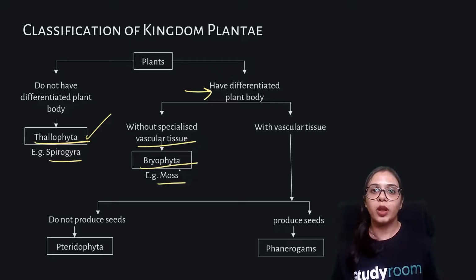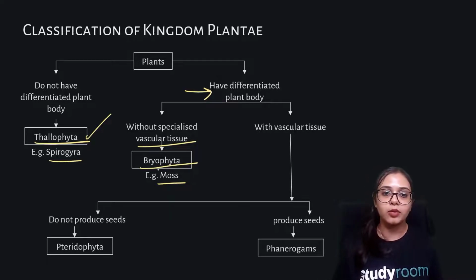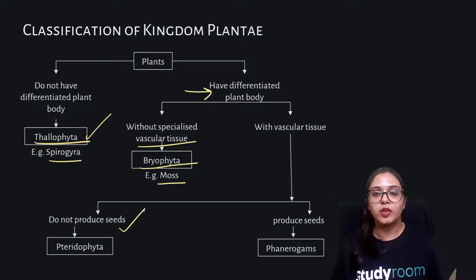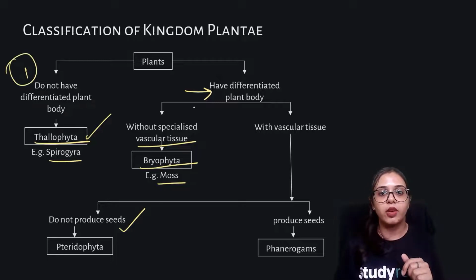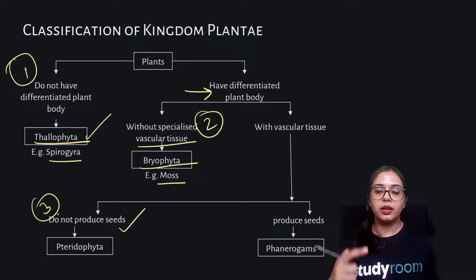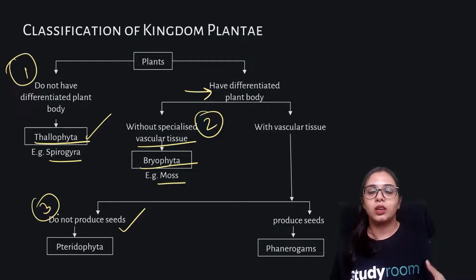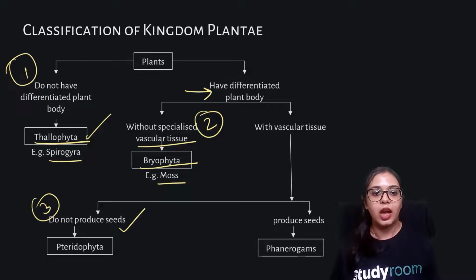And then you have the plants with vascular tissue, meaning plants that can conduct food and water through tissues, through xylem and phloem. In that also you have two categories. Remember those three categories: this is category 1, this is category 2, and this is category 3. Under those vascular tissue plants, we have plants that cannot bear seeds at all. These are Pteridophyta. And plants that produce seeds are the Phanerogams.